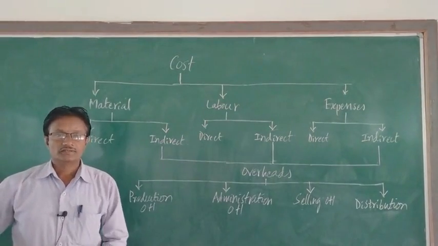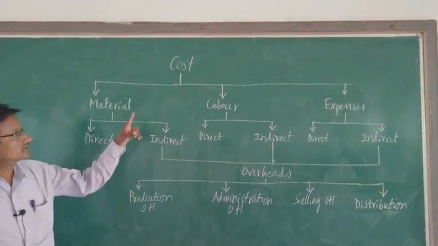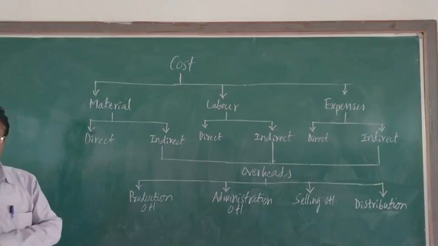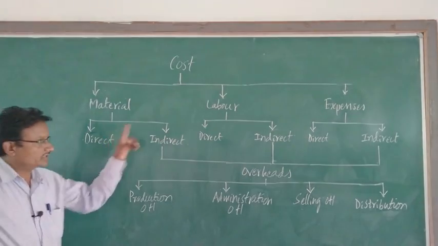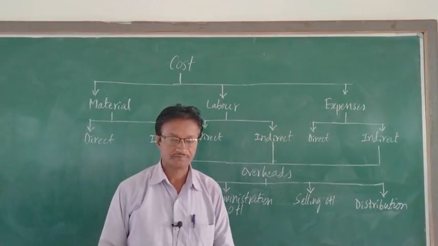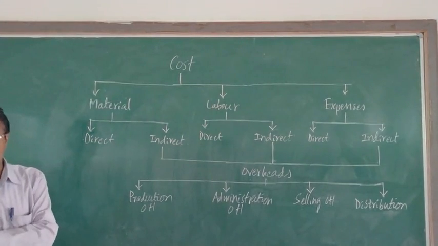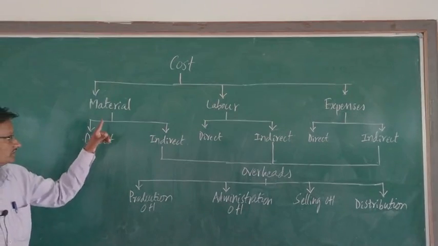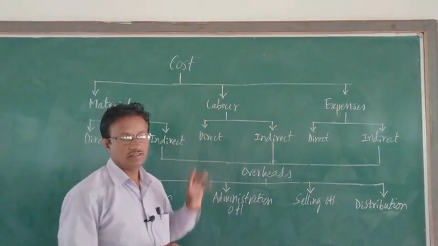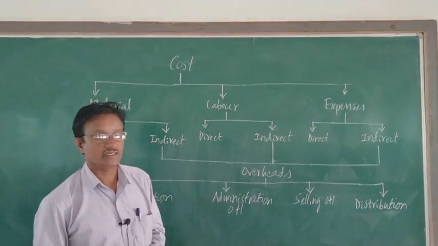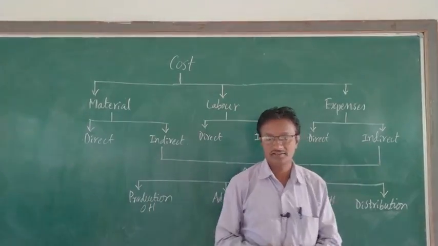We can show the cost classification by a chart also. See the chart here. First, cost is classified according to elements. There are three important costs: material cost, labor cost, and expenses. Again, these three are divided into direct and indirect. So, material may be direct material or indirect material cost. Labor cost may also be direct labor cost or indirect labor cost, and expenses may also be direct expenses or indirect expenses.